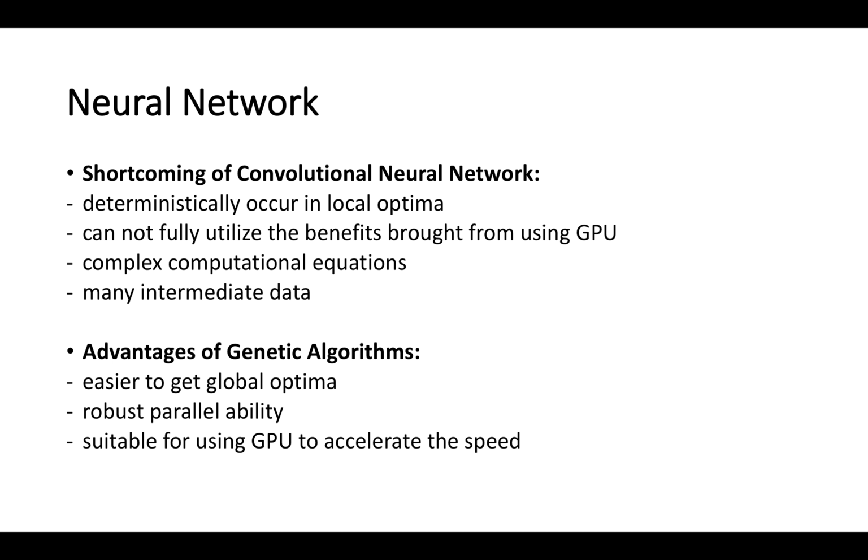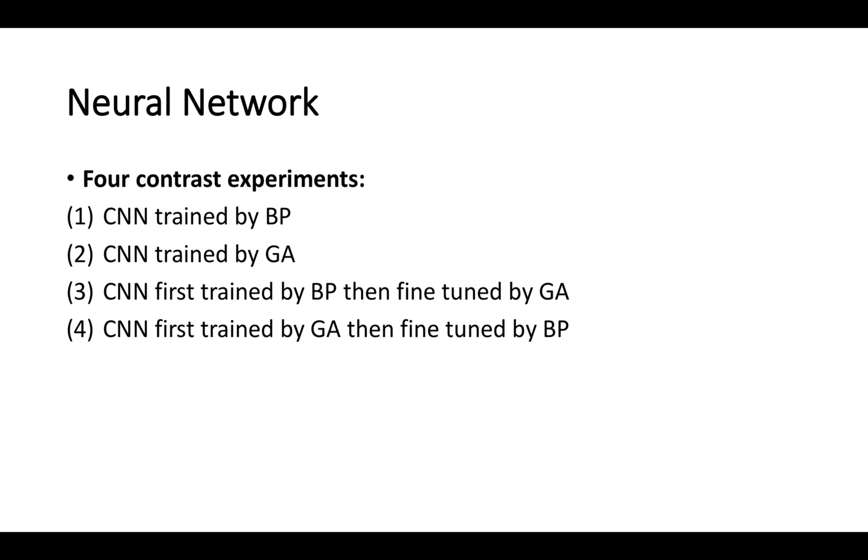On the other hand, genetic algorithms investigate the entire search space, making it easier to get global optima, and genetic algorithms show robust parallel ability, suitable for using GPU to accelerate the algorithm speed. Considering the shortcoming of backpropagation, which trains the convolutional neural network in facial recognition, and the advantage of genetic algorithms, I have decided to implement 4 contrast experiments.